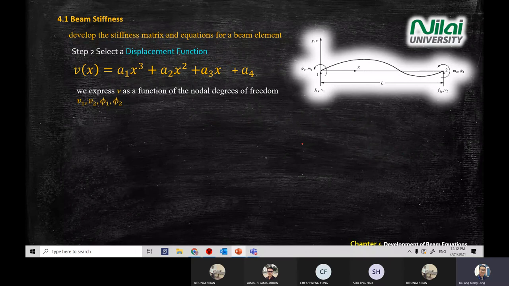Then the next one, we will express our equation. Again, recall this general equation, F equals KD. K is the stiffness matrix, D is the displacement. So we are going to look at displacement here. In the diagram on the top right corner, you have 2 points. Each point has two movements, theta and V. Same with point number 2, you have V2 and theta 2. So you have 4.